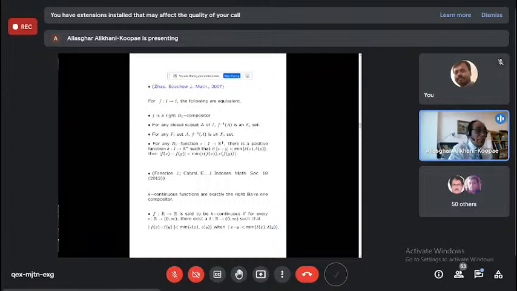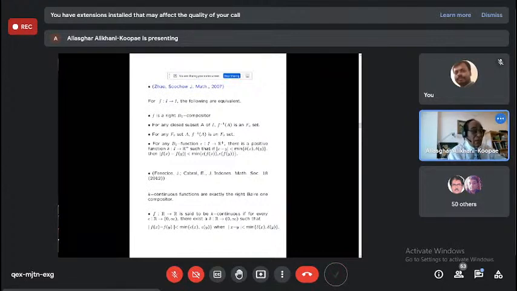And the fourth, which is the most important one, is that for any B1 function epsilon from I to R plus, there is a positive function delta from I to R plus, such that if |x − y| is less than the minimum of delta(x) and delta(y), then |f(x) − f(y)| is less than the minimum of epsilon(f(x)) and epsilon(f(y)). Epsilon is that positive function going from I to R plus.